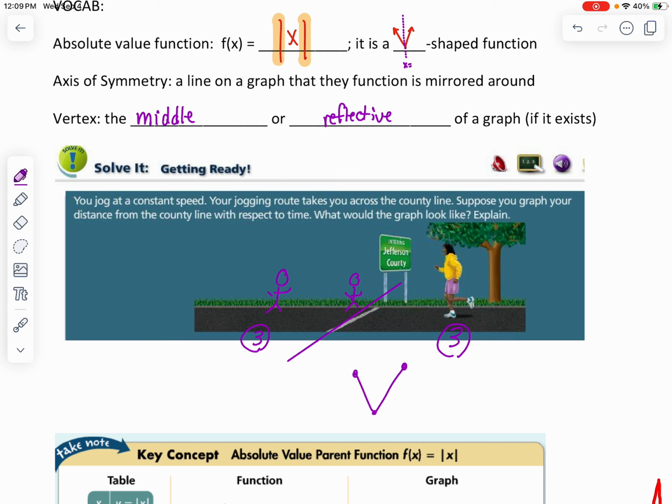So we're not talking about positives and negatives so much because absolute values don't. Absolute values only care about the magnitude of a number. So it's very similar to how you wouldn't say I'm -3 units away from the county line. You would just say 3 on either side of it.